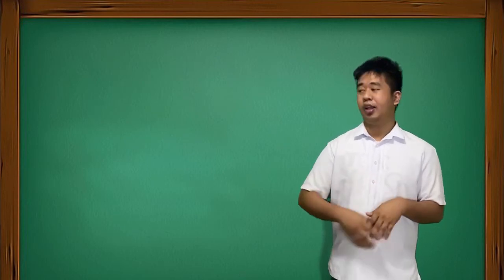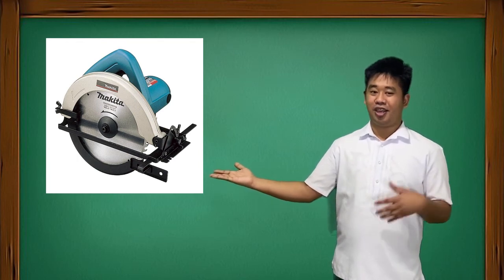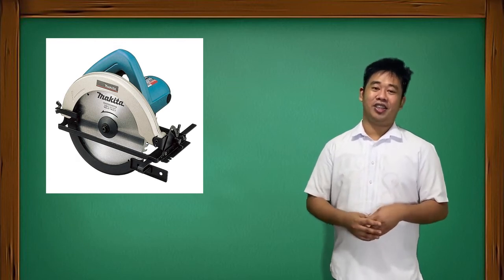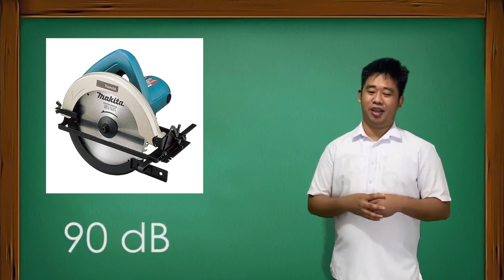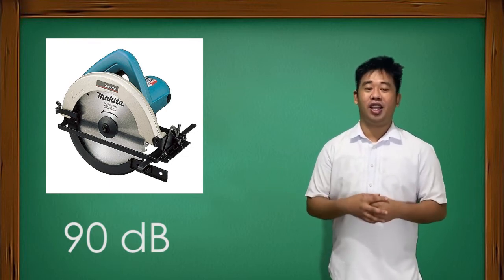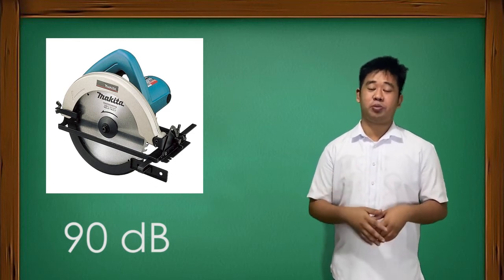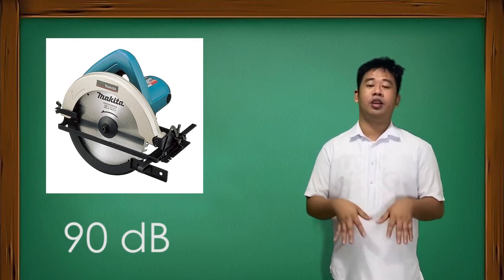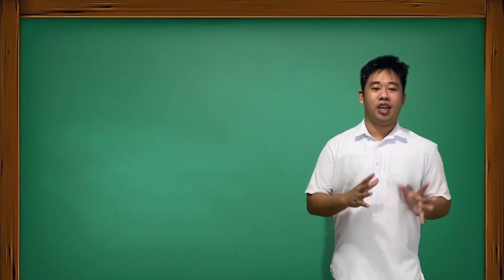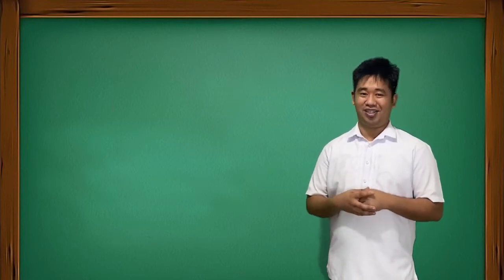Just like, for example, the sounds of the circular saw. Can you hear it? The sound of the circular saw is 90 decibels. So prolonged or constant hearing of that loud noise coming from the circular saw can damage permanently or temporarily our hearing. Okay? That is why exposure to loud noise can be considered as physical hazard.